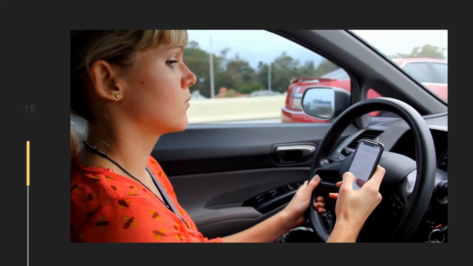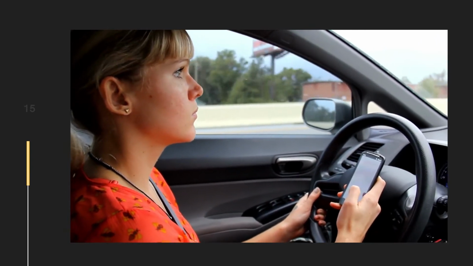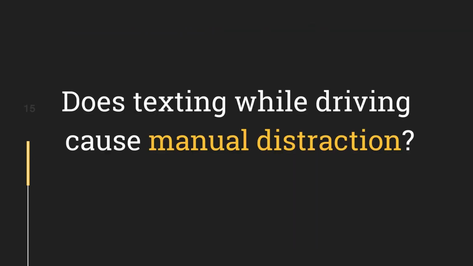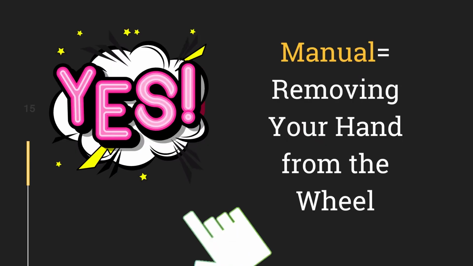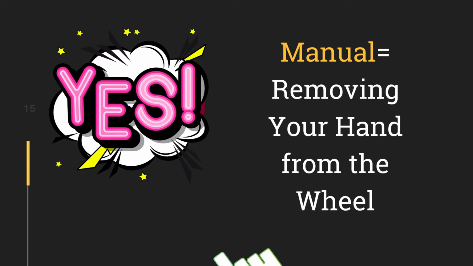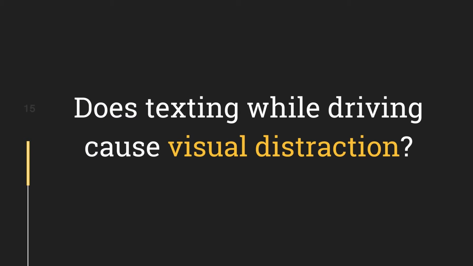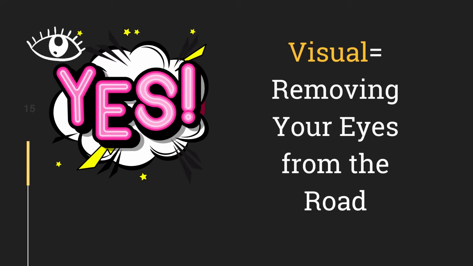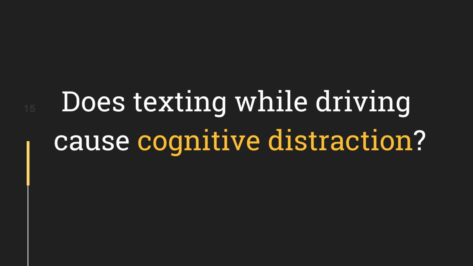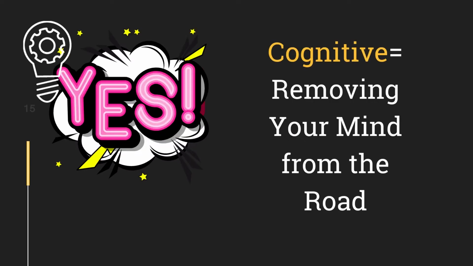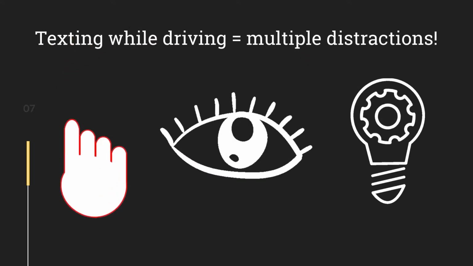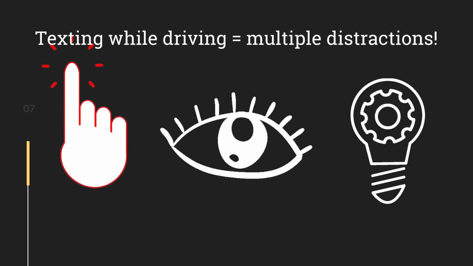Let's use texting while driving to determine what type of distraction it might cause. Does texting while driving cause manual distraction? The answer is yes, unless you are using talk to text and the technology is getting everything you are saying correct. Does texting while driving cause visual distraction? Yes, you are very likely to look at your screen at some point while texting from your phone. Does texting while driving cause cognitive distraction? Yes, again. Texting while driving takes your mind off the road. As you can see, one activity can cause multiple types of distraction.